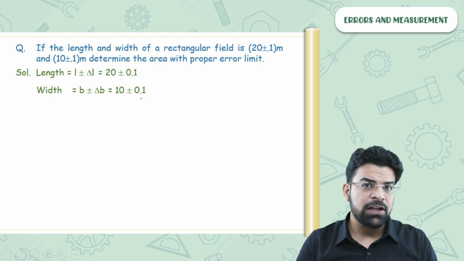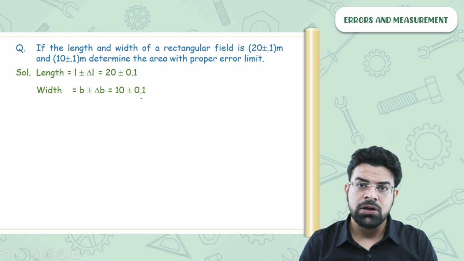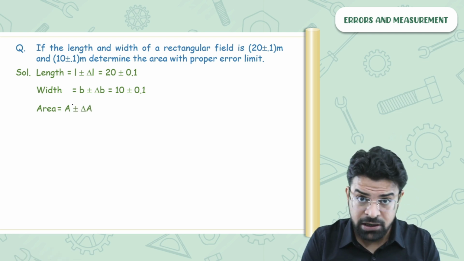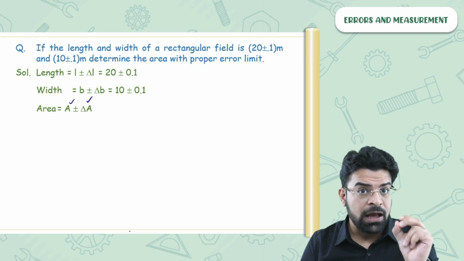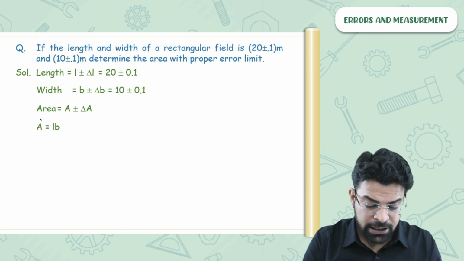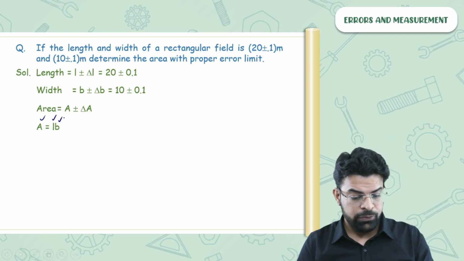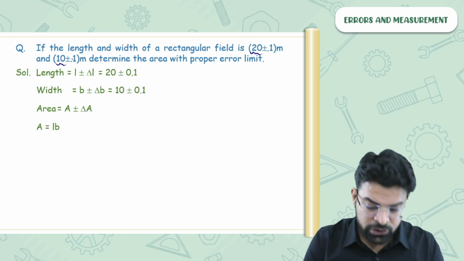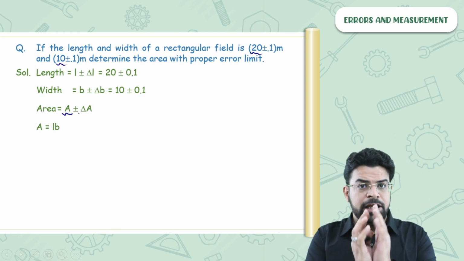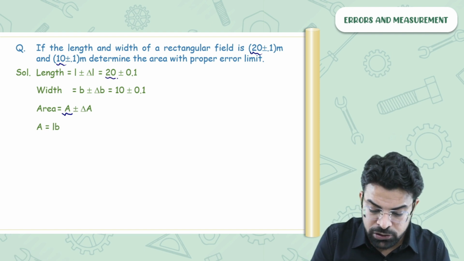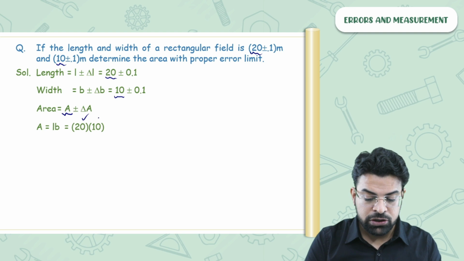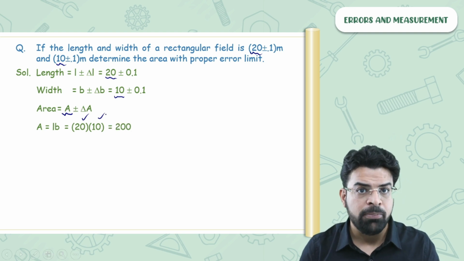If you need to find the area, you simply find length into width. So the area, which will come out as A ± delta A when we find with the proper error limit, we can say area equals length into width. The length is 20, the width is 10. So the absolute part of area will be nothing but the absolute length into absolute width. So the absolute part of area will be simply 20 into 10, that will be 200 meters squared.